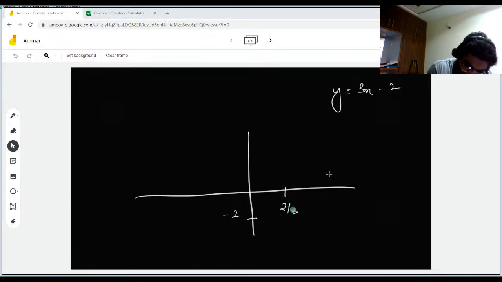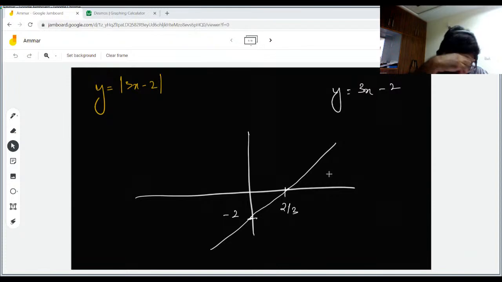What would the graph of y is equal to mod 3x minus 2 be like? For the first one, let me draw. I'm guessing that's just going to be here 2, and it's going to come. The first part will be the same, and then I just go through this. So you see, it gets reflected off the x-axis. Am I right? You are right.